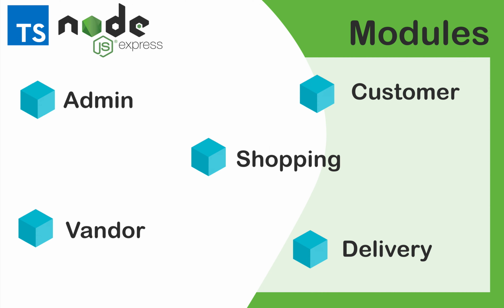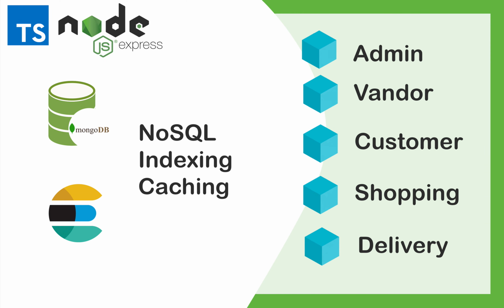After that, I will help you understand how microservices work in Node.js and how each module communicates with the others through different techniques. So this is the overview of the modules, and we will use NoSQL indexing and a caching mechanism in this application, where you can get a little idea about MongoDB and how Elasticsearch works.